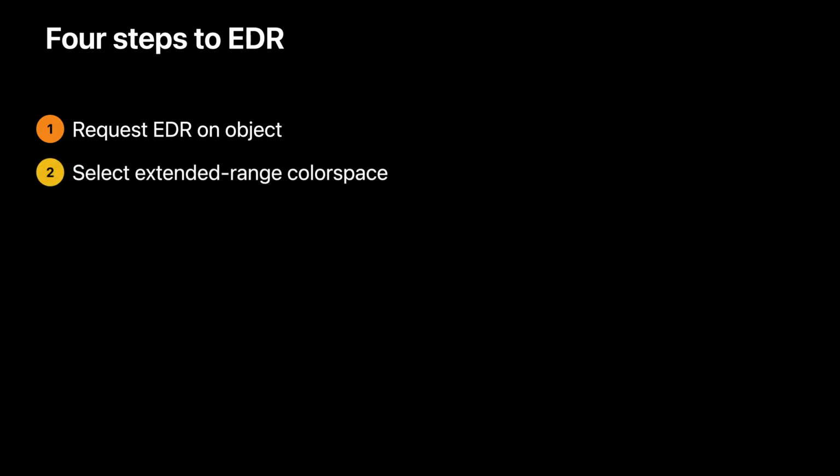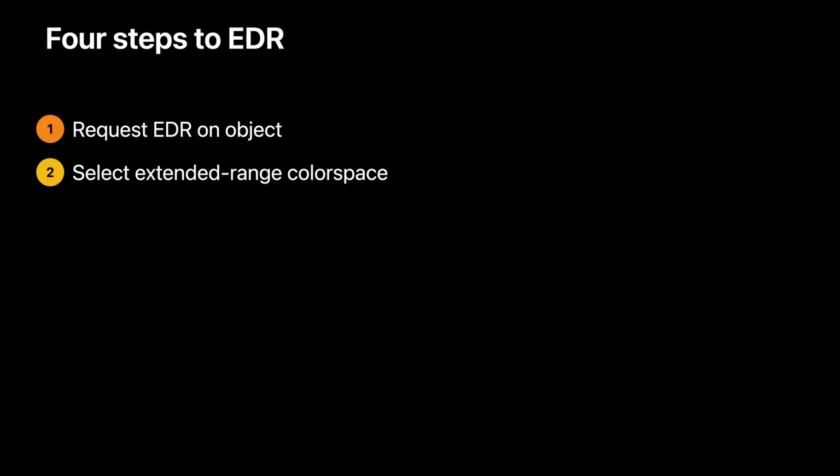First, you have to request EDR by adding an attribute to the appropriate context, layer, or object. Second, you have to associate an extended range color space with your buffer, layer, or app. Color management will clip EDR values beyond 1.0 if an extended range color space is not specified. You should know that color management might only engage when the source and destination color spaces don't match, so this clip might be intermittent or content dependent.